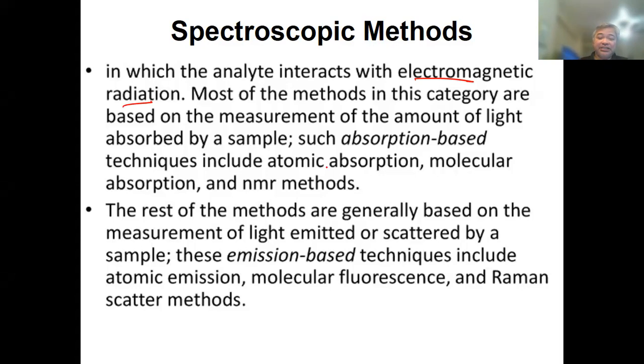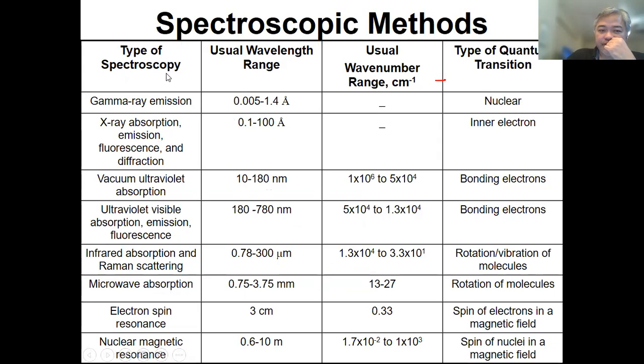So the basis that you can have there, it can be absorption based, like your atomic absorption or molecular absorption or NMR. You can also have the so-called emitted or scattered. So if you use emission based, that's the fluorescence. This is the atomic emission. If you have what we call scattered, then you have Raman method.